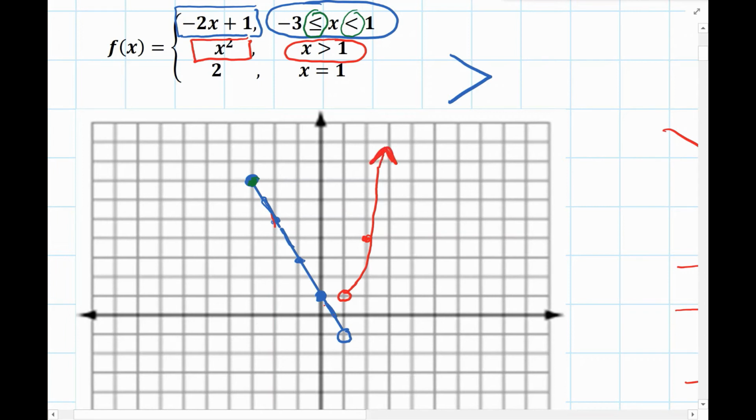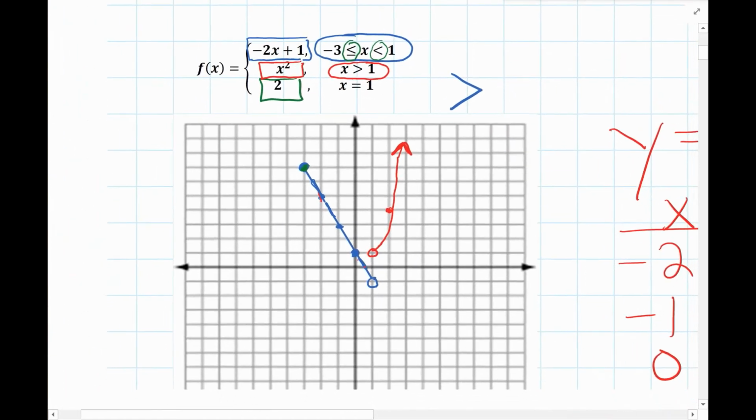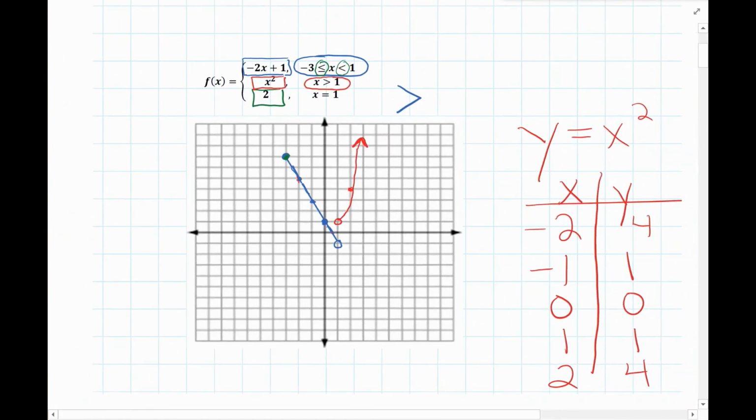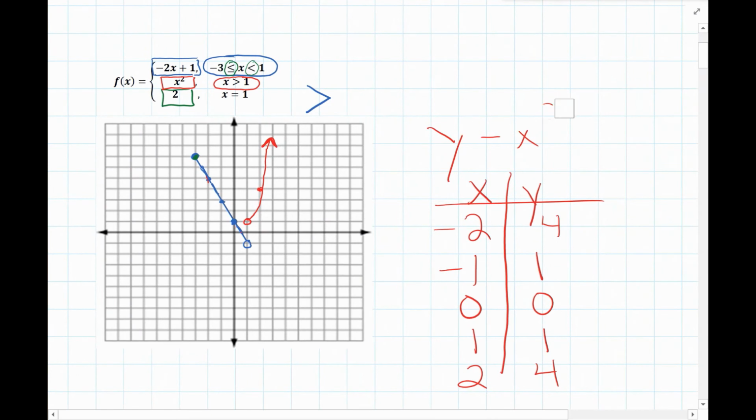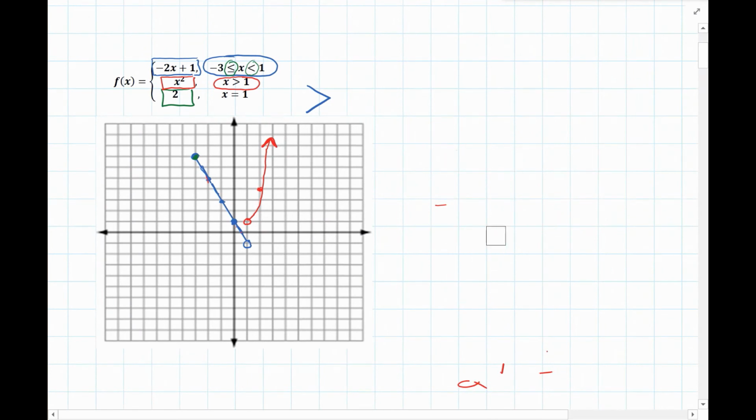Okay, so I'm almost done. I got the first part, I got the second part. Now let's look at this last part. And we'll do this in green. It just has the number 2. Okay, so let's erase this. And let's put y equals 2, okay?